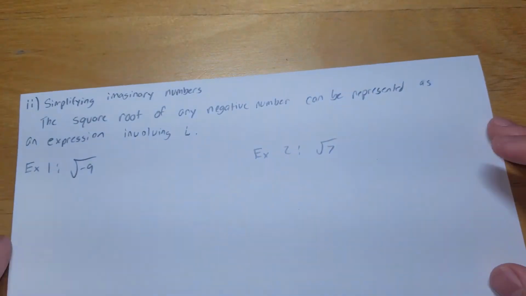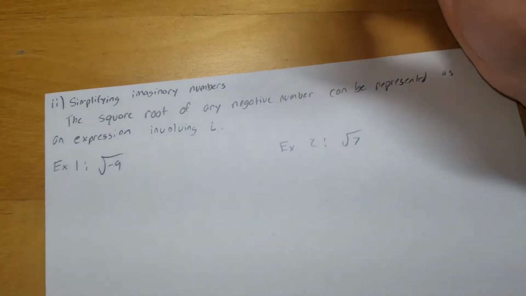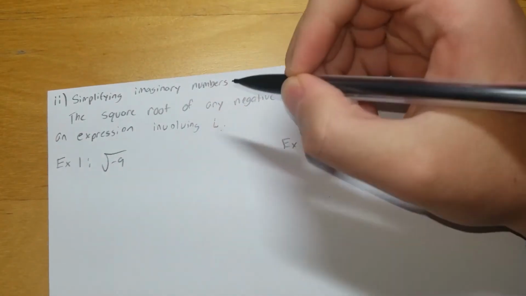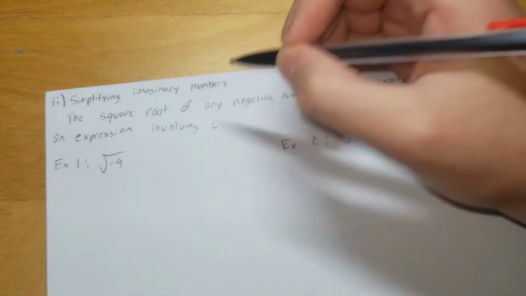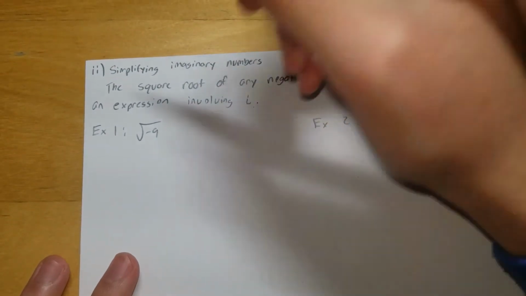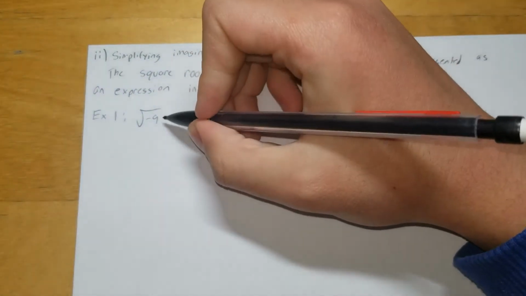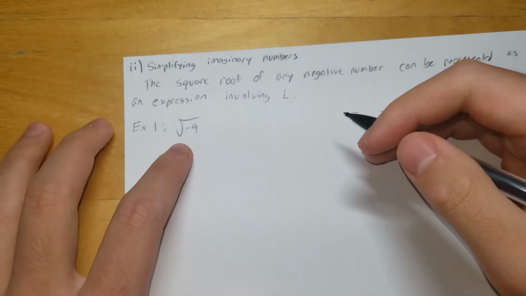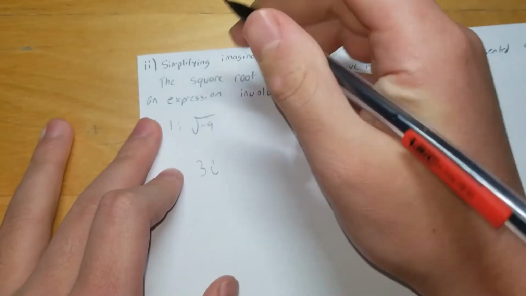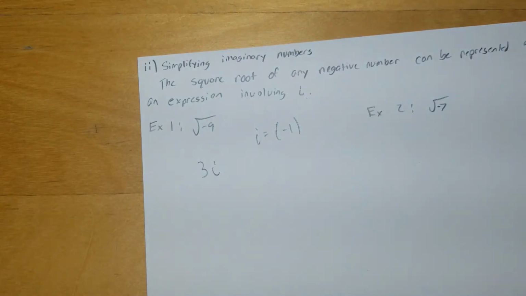Okay, next up we have imaginary numbers. The square root of any negative number can be represented as an expression involving this i. It's just a regular i with a tail right here to distinguish it. So, example 1: the square root of negative 9. Since 9 is a perfect square, that's 3, and there's a negative also, so that negative turns into an i. So 3i. i is basically the square root of negative 1.